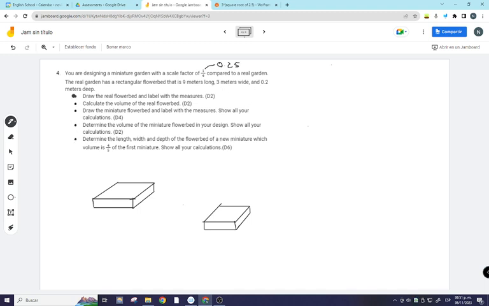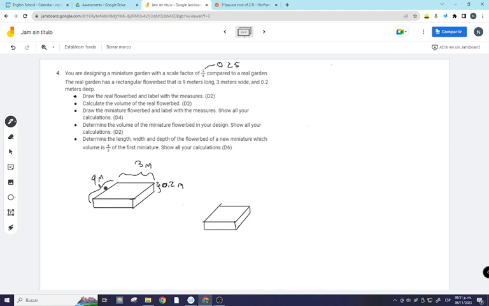Okay, and the first thing that you had to do was to draw the real flower bed and label it with the measures. So it's basically a box-shaped flower bed, and let's put the measures: 9 meters long, 3 meters wide, and 0.2 meters deep. Okay, so that's the first thing that you had to do.